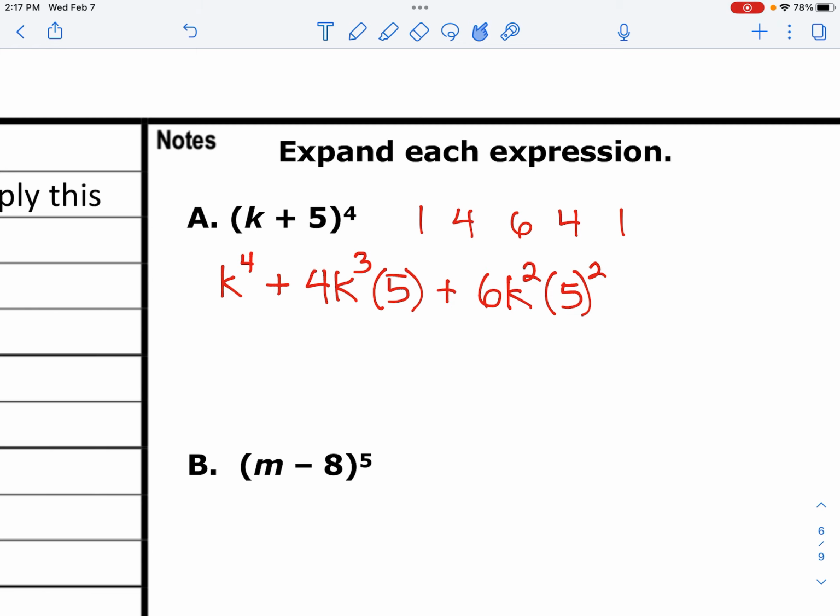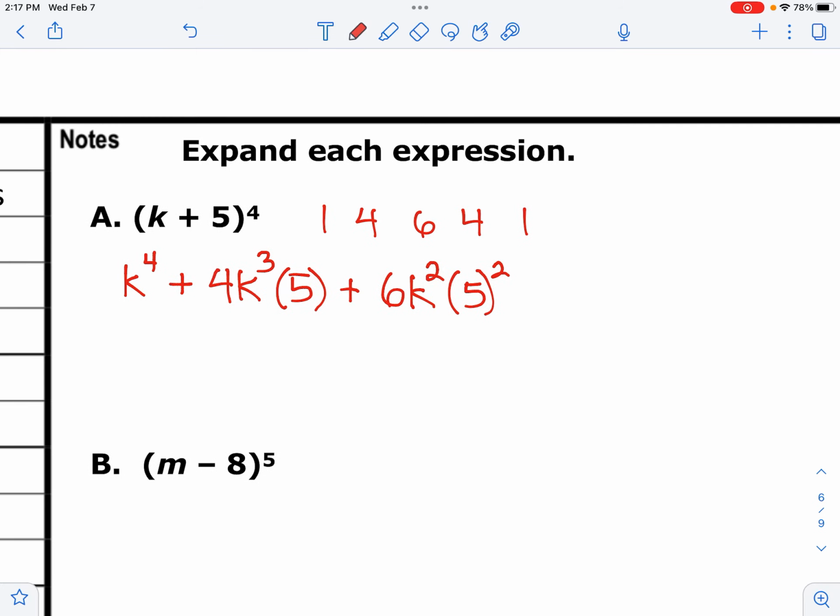Now the next one would be 4, and then k to the first, or just k, times 5 to the third. Plus 1, I'm not going to write the 1 in front. K is going to be k to the 0, so that's gone. And then 5 to the fourth. So just double check. Do I have 1, 4, 6, 4, 1 in the front? Yes.